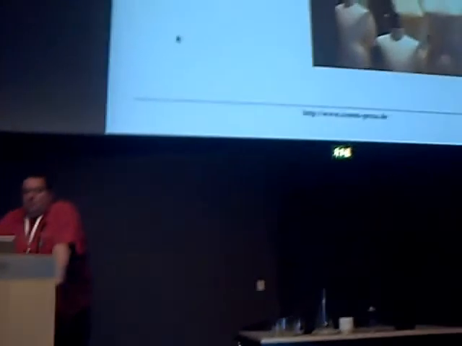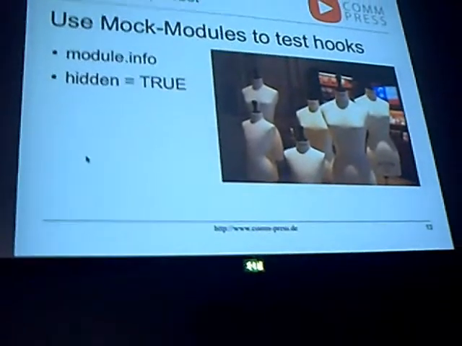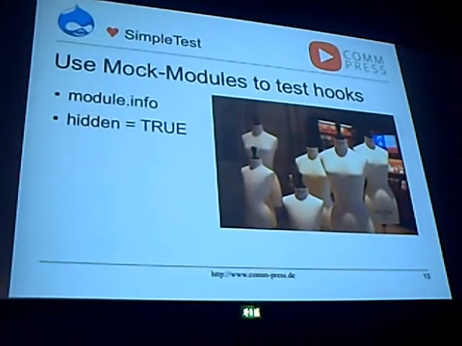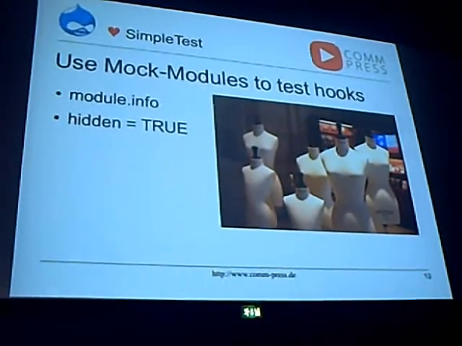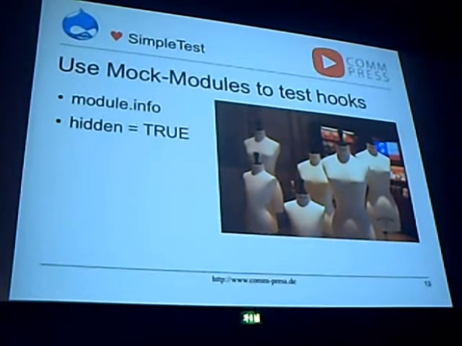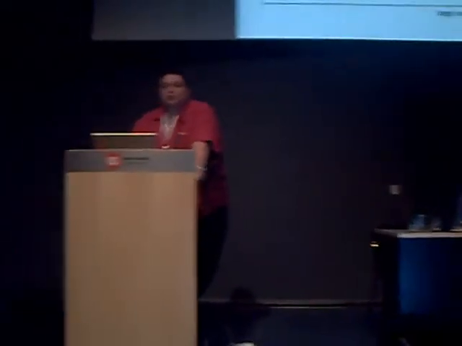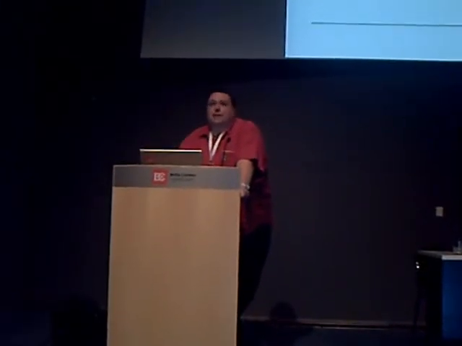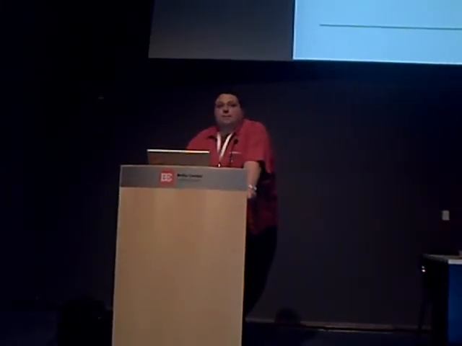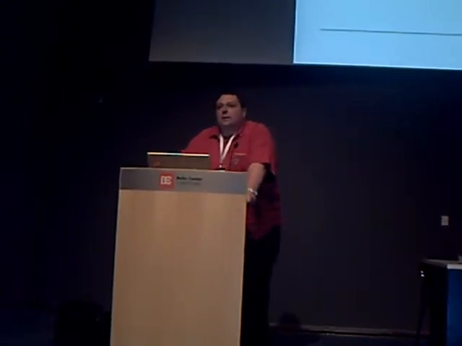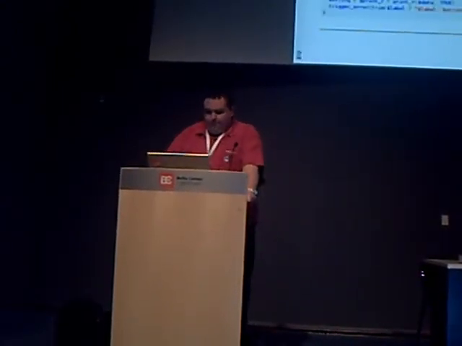Interesting thing is if you want to test hooks, you have to do a mock-up module. Of course, hook implementation can't be done in a web test case. You really need a module to do this. You can write into the module .info file hidden = true, and the module won't show in the normal module list, but the test can activate it just in the setup function, and then you can test your hooks or whatever you need a mock-up module for.